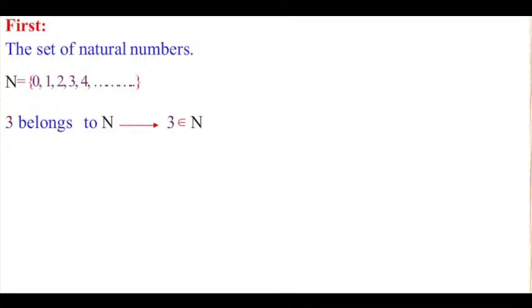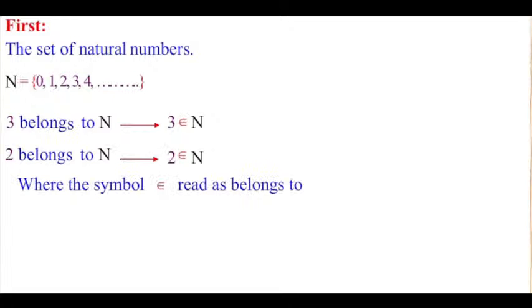Like you see, we can use the symbol belongs to. 3 belongs to N. 2 belongs to N, where this symbol is read as belongs to. So, 32 belongs to N. 147 belongs to N. 9,465, 713, and 247 belong to N.